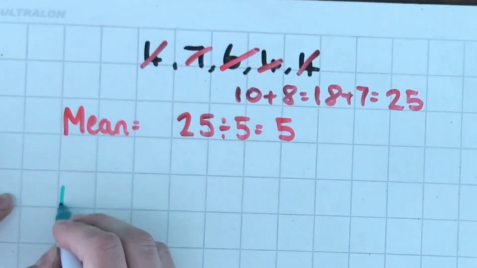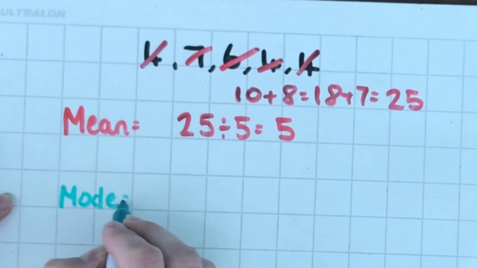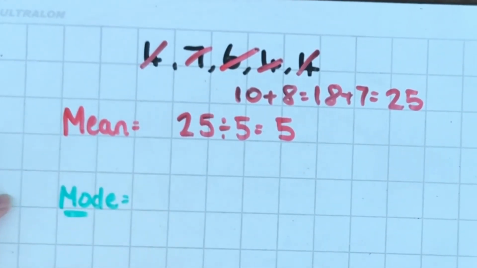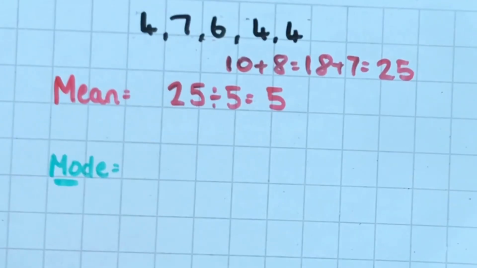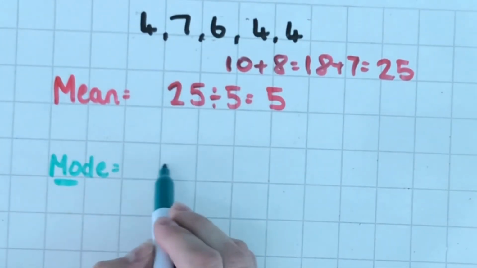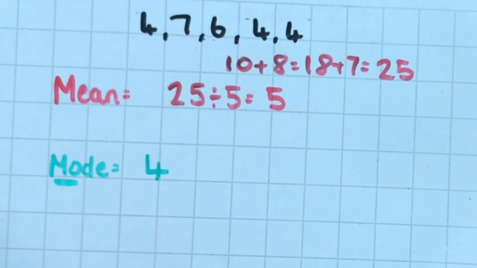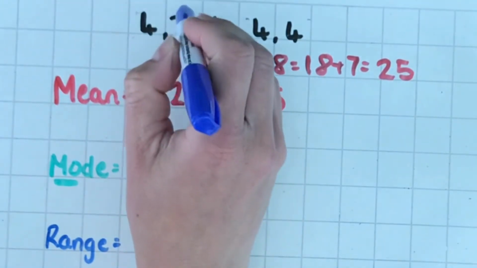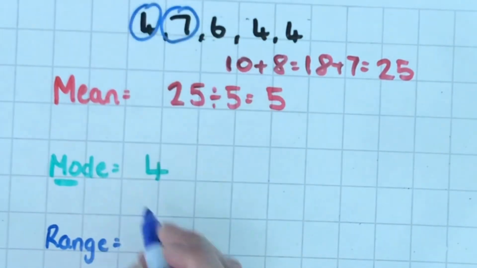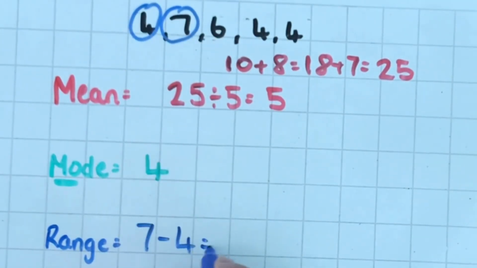Okay, if we have a look at the mode, remember the mode is the most common, or the number that's there the most. So if we go back to our numbers, it's very clear that the most common number is 4. Okay, and then you've got your range. So you're looking for the lowest and the highest number. So your highest is 7, your lowest is 4. 7 take away 4 gives you a range of 3.